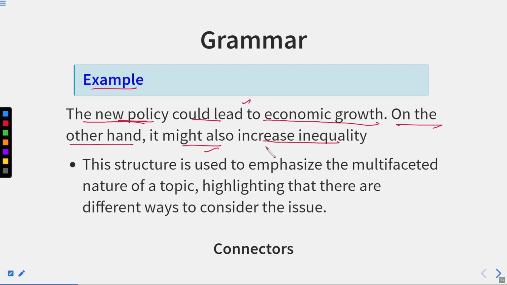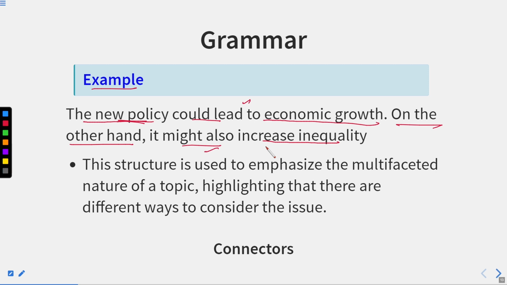For example, the new policy could increase inequality. On the other hand, it could lead to economic growth. So here we can see both aspects. It does not matter whether we write the positive aspect first or the negative aspect second. Only this matters: the two statements given should be opposite to each other, and on the other hand should introduce the opposite statement as compared to the previous statement.